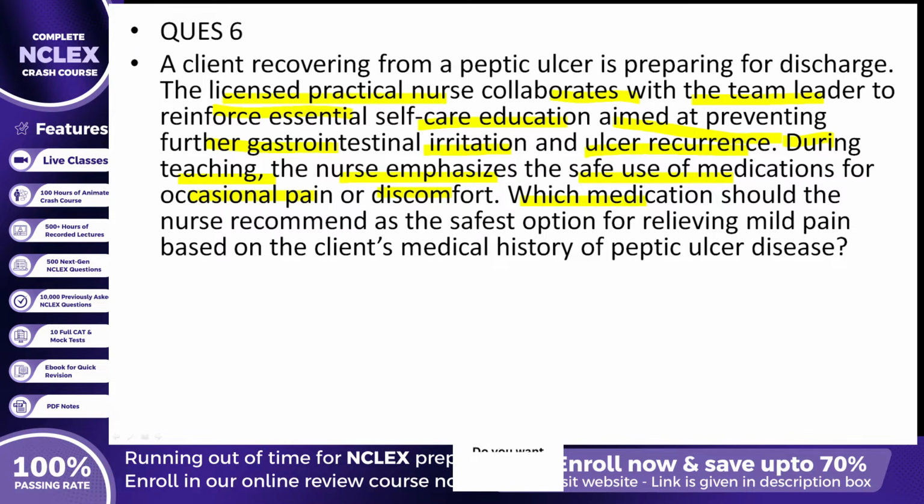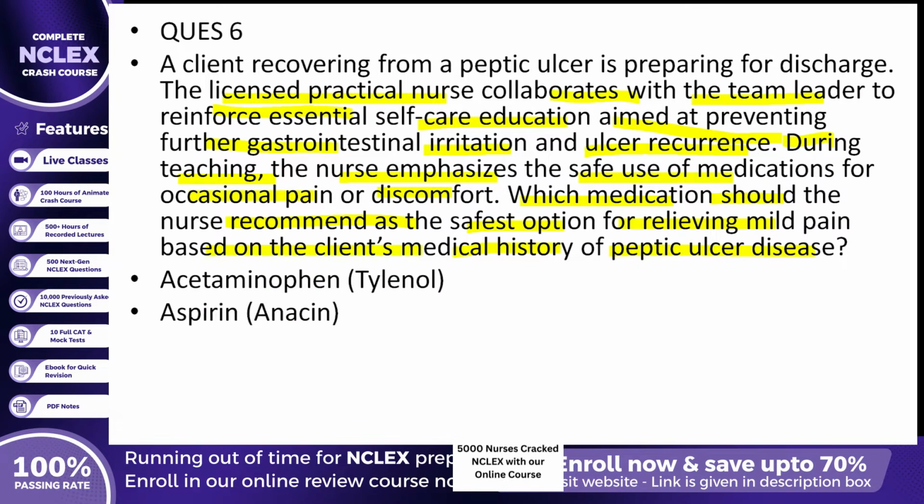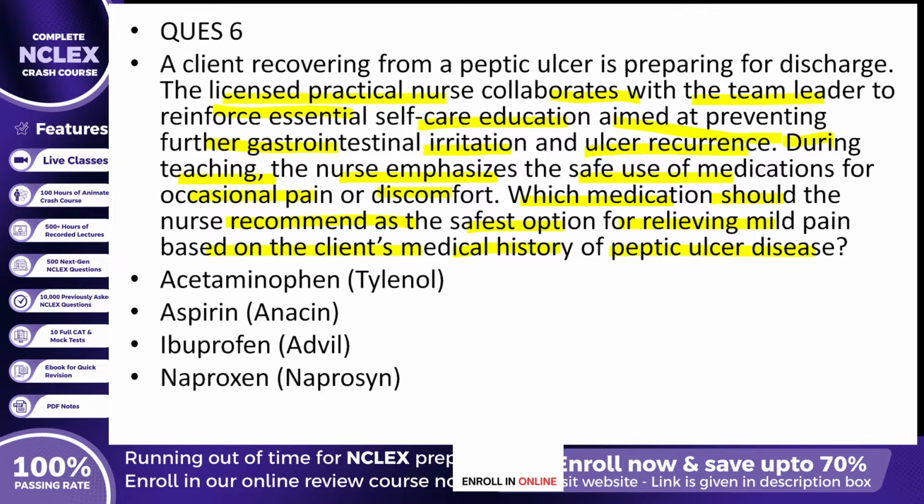So, which medication should the nurse recommend as the safest option for relieving mild pain based on the client's medical history of peptic ulcer disease? Here are the options to consider carefully. Acetaminophen, also known as Tylenol. Aspirin, commonly recognized by the brand Anacin. Ibuprofen, marketed as Advil. And naproxen. The correct answer is option 1, acetaminophen or Tylenol.